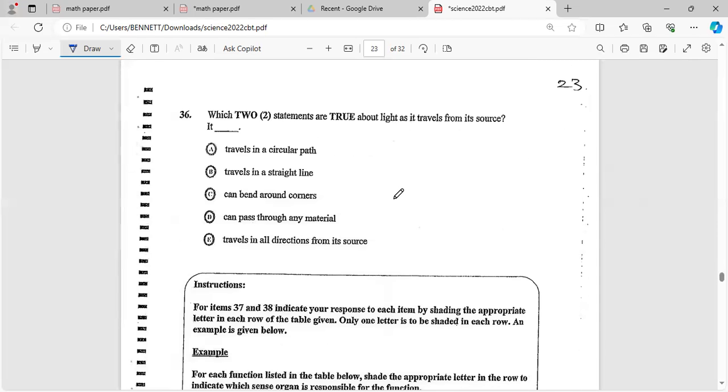36 says, which 2 statements are true about light as it travels from its source? A, travels in a circular path. B, travels in a straight line. C, can bend around corners. D, can pass through any material. Or E, travels in all directions from its source. One that stands out to me is that you must include E. Travels in a circular path? Yeah, definitely not. So I'm going to go with B and E for 36.